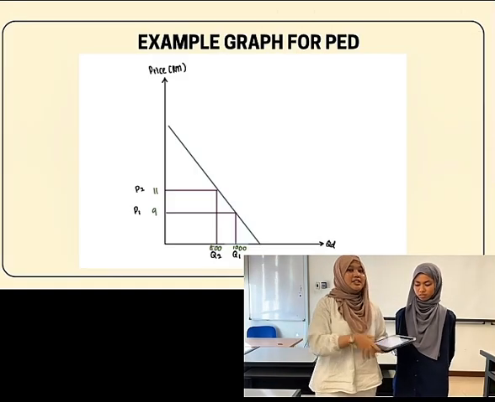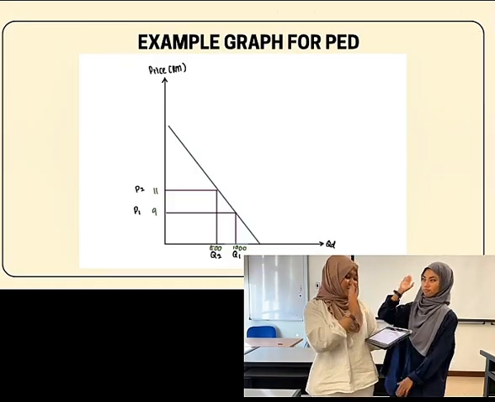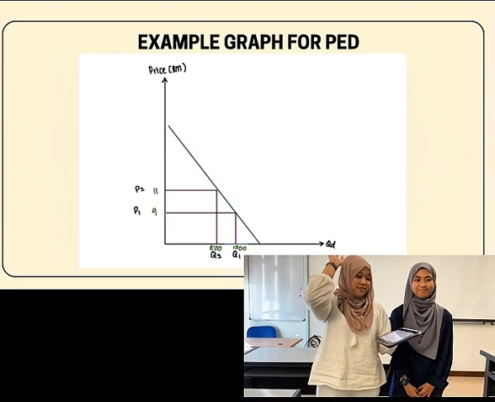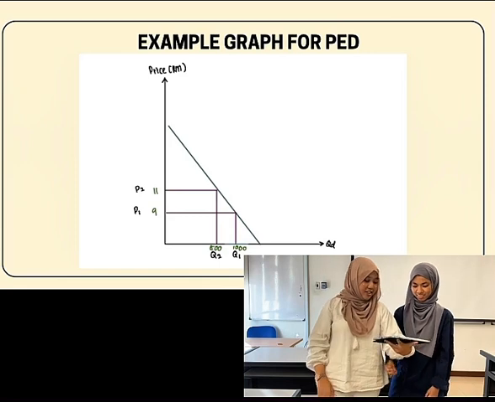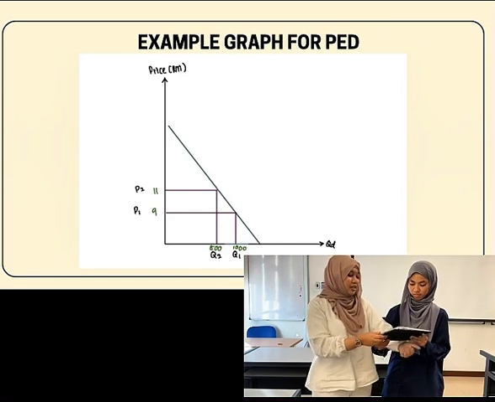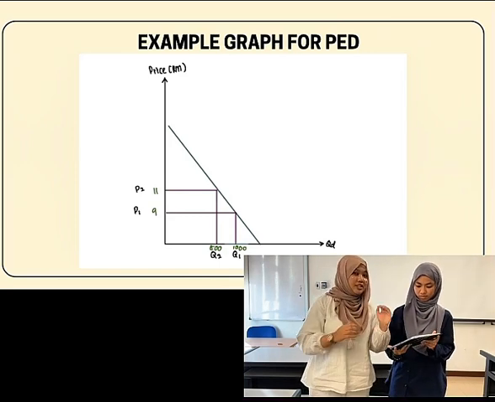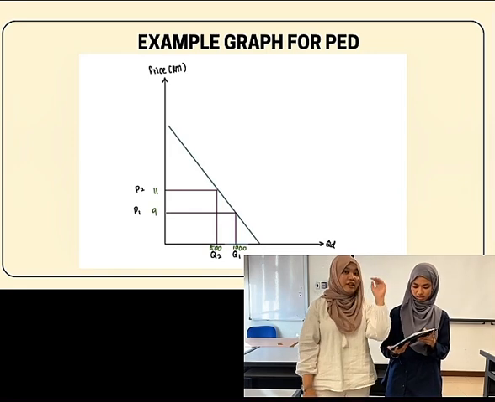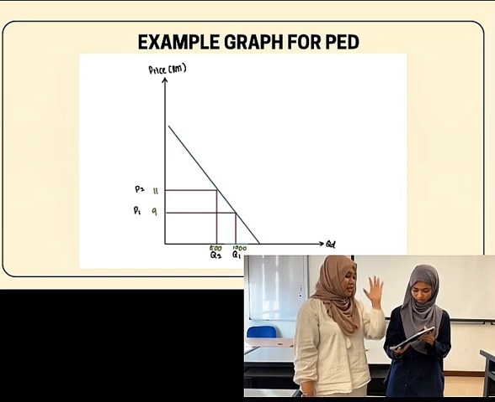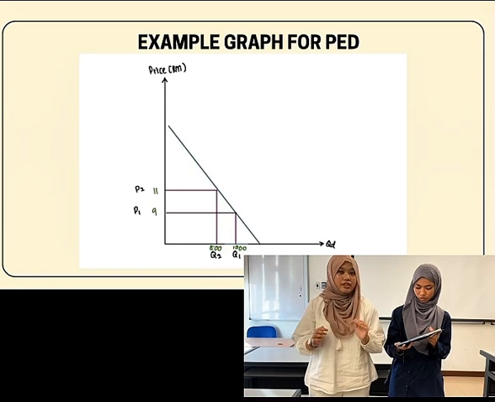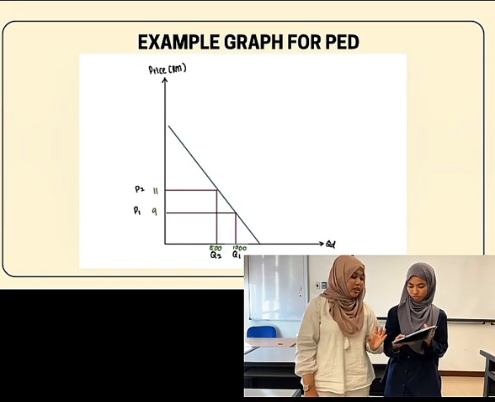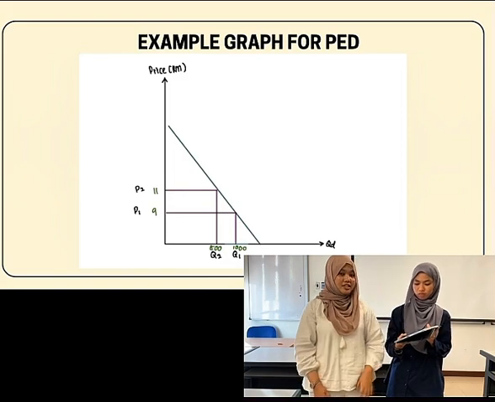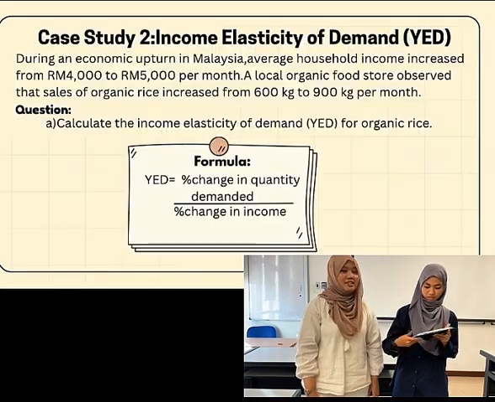So, this is the example graph for PED. As you can see here, the price increased from 9 ringgit to 11 ringgit, and the quantity demanded decreased from 1,000 to 800. So next.